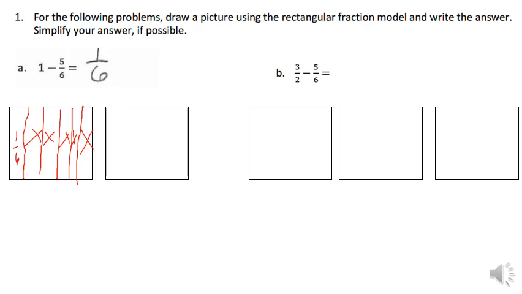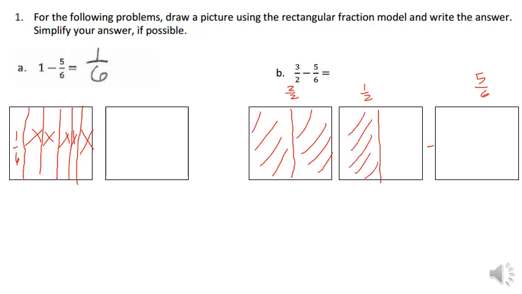Now this wasn't a mixed number, this was just a whole number. So it was easier to do this way. Now our second one, we have 3 halves. Well, 3 halves I know would be 2 halves plus 1 half. And we're going to be subtracting 5/6 from it. So 2 halves, I know I'm going to put it here, and I'm going to shade both of them in. This one I'm doing half, and I'm going to shade half of it in.